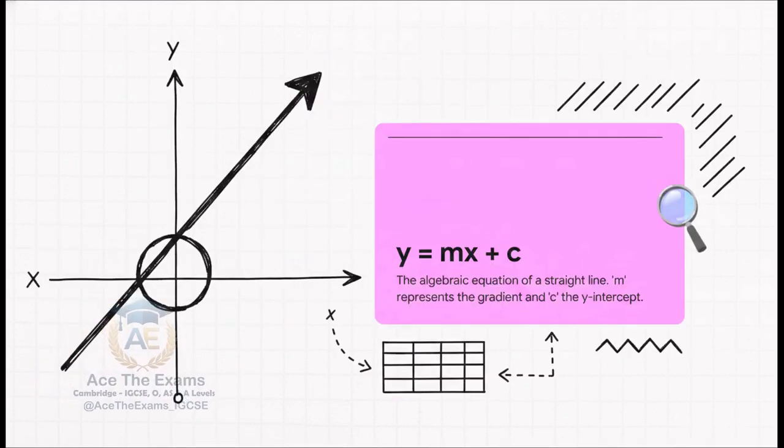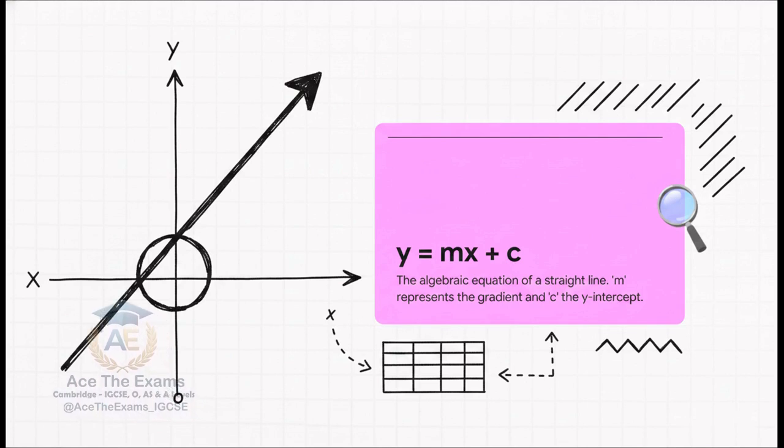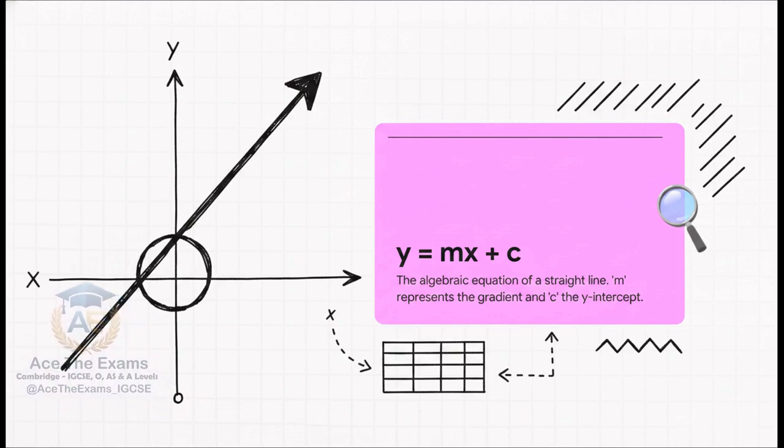And that totally natural discovery leads us straight to the master formula of coordinate geometry, y equals mx plus c. This algebraic equation represents literally any straight line. The m stands for our gradient, our steepness, which we already talked about, and the c represents the y-intercept. That's the exact spot where the line crosses the vertical y-axis.